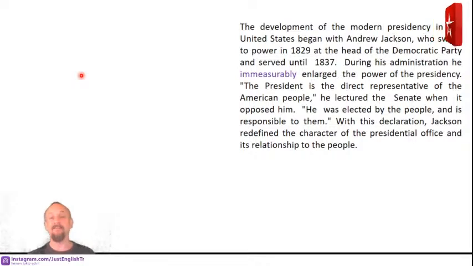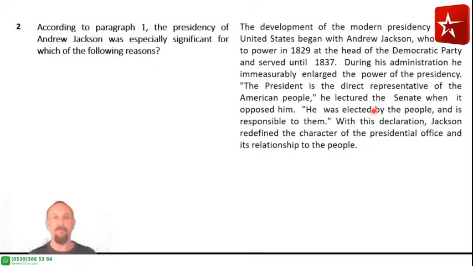Okay, so let's go to the next question. We're going to be using the same paragraph. So we've got question number 2. According to paragraph 1, the presidency of Andrew Jackson was especially significant for which of the following reasons?